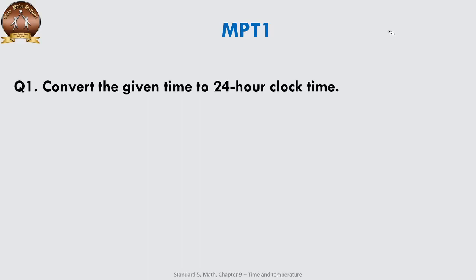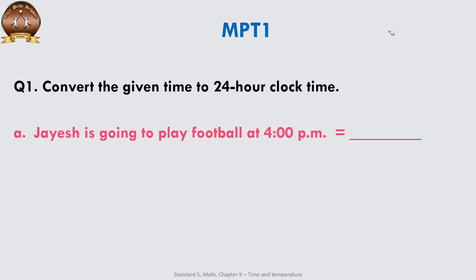Now we have a question: convert the given time to 24-hour clock time. Jayesh is going to play football at 4 PM. 4 PM, how do we convert PM into 24-hour time? We just add 12 to the hour. So 4 plus 12, it will be 16 hours.